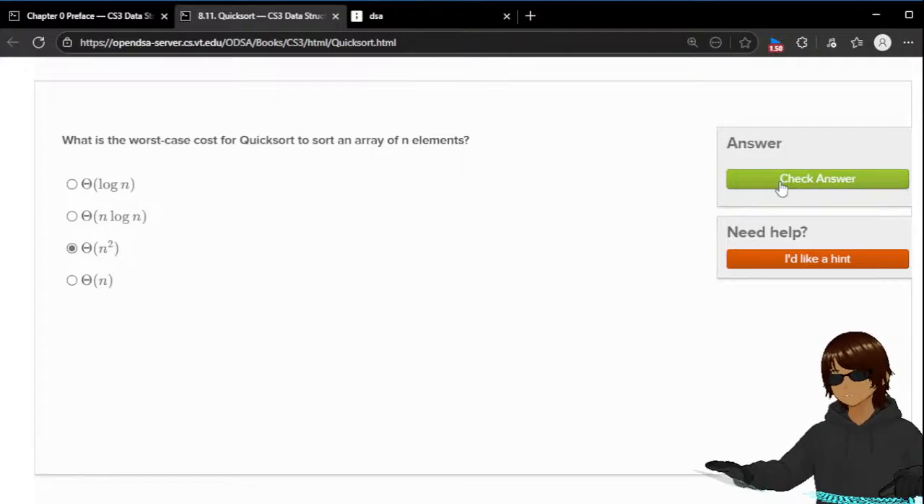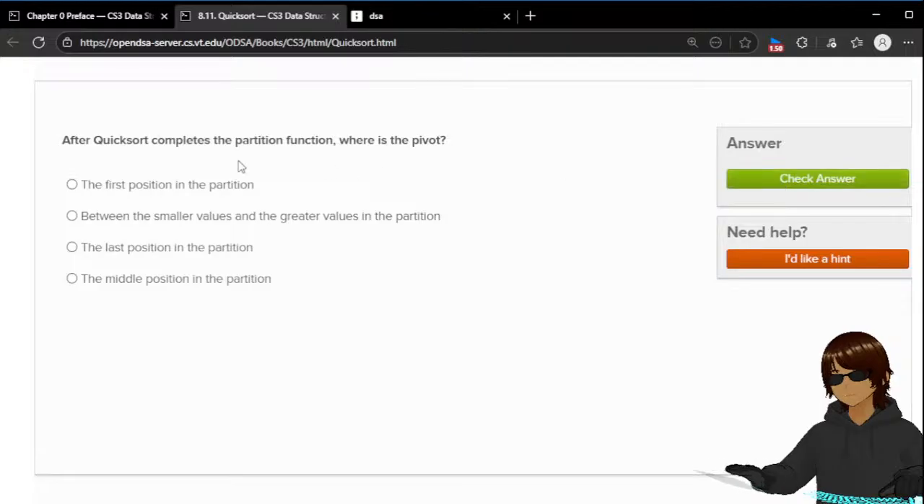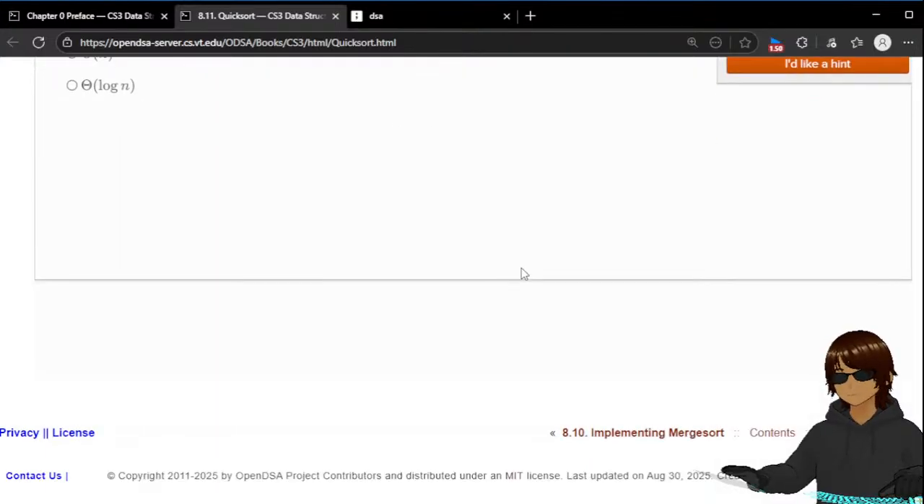Worst case is n squared. Where is the pivot? The last position. Okay, I'll just go to the next chapter.